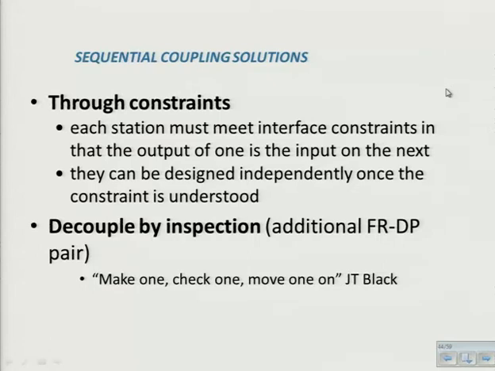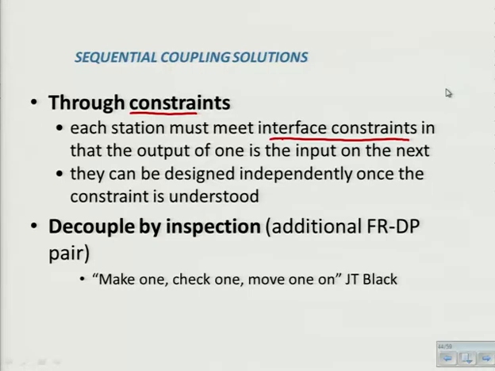So we can put some constraints in and say, all right, we need to have interface constraints so that the output from one station, say manufacturing, is not going to influence the other one. So they can be designed independently once the constraint is understood. So in the drilling and tapping example, the constraint is you've got to get the hole within some tolerance that will allow it to be tapped properly. Now, we can go on to some elaboration with that.